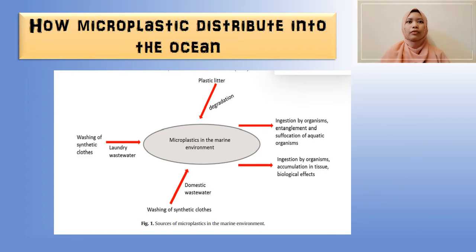Next is how microplastic distribute into the ocean. Microplastic in the ocean can come from the human, such as plastic litter, washing of the synthetic clothes from the laundry wastewater or domestic wastewater. The plastic will be ingested by the aquatic organisms such as fish, and the microplastic will be accumulated in their tissue. Microplastics such as nets also can cause suffocation of aquatic organisms such as sea lions.